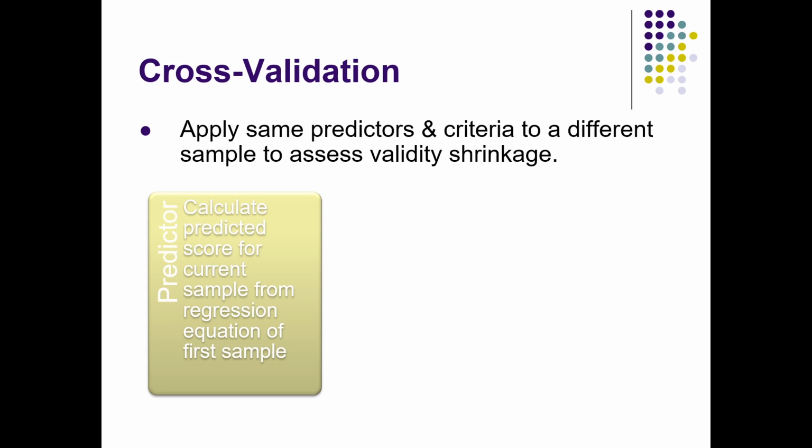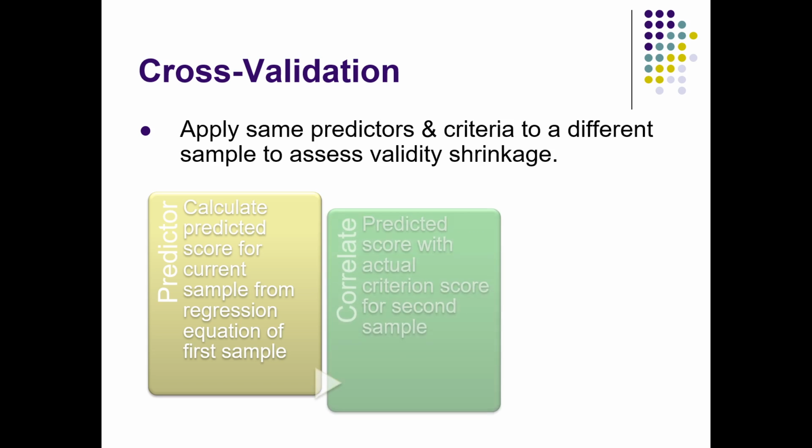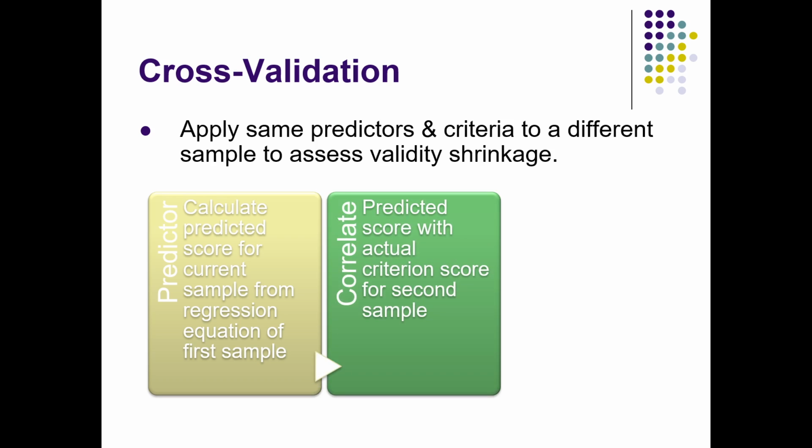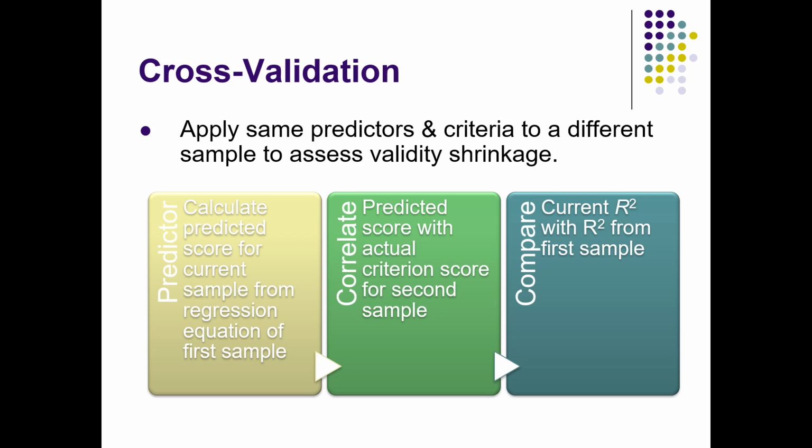So we're going to calculate the predicted score for the current sample from a regression equation of the first sample. And then we're going to correlate that predicted score with the actual criterion score for a second sample. And we want to compare the regression score from the first sample to the current sample and make sure that they are the same. Now, there could be regression towards the mean and other things that could impact it, but we want to make sure that they are basically consistent.